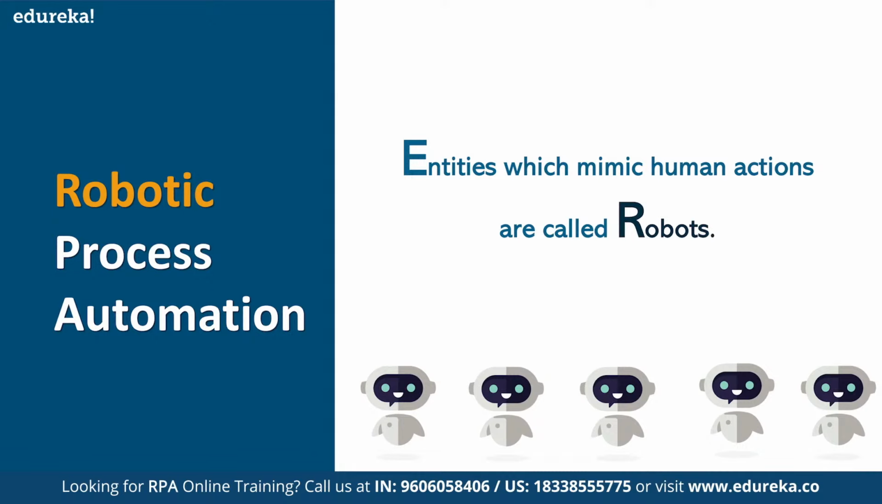And your robot is a software entity which mimics human action. It just copies and executes whatever a human does. That is what mimicking refers to. It will copy whatever we do as humans, and it will do it by itself. So that is mimicking human actions, and that is called a robot.